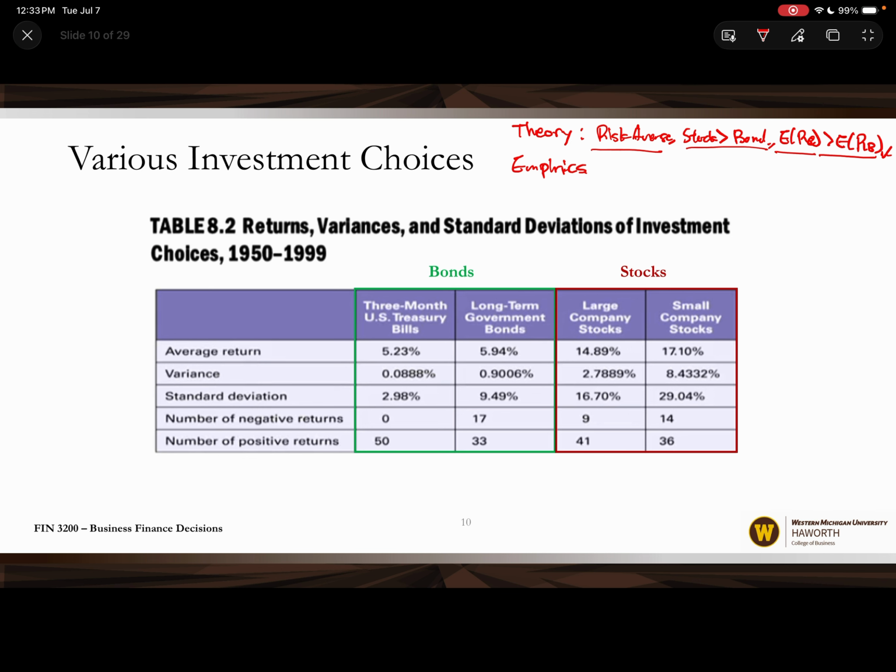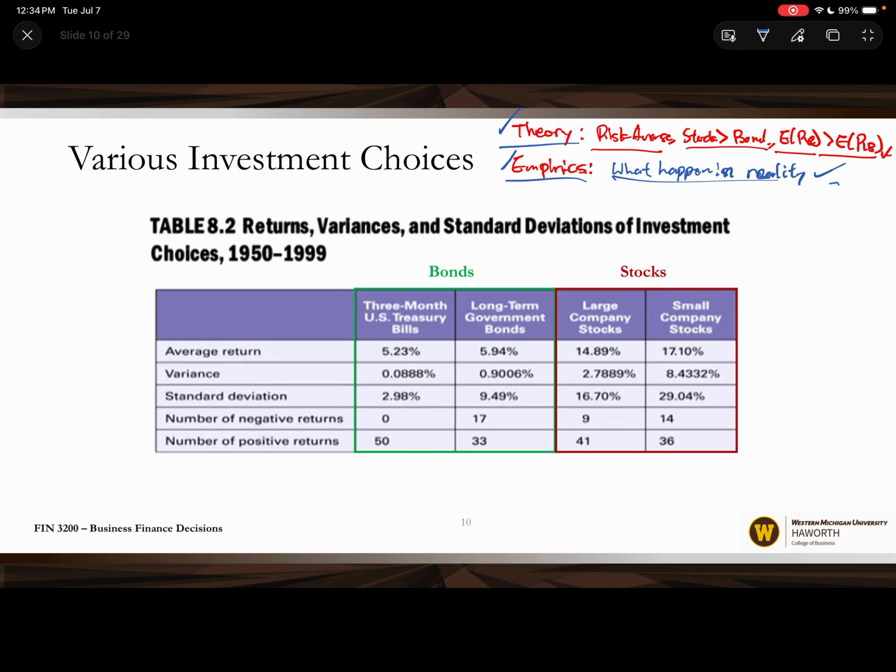Empirics is saying, oh, that's really cool, but let's see what happens in real life. Let's see what happens in reality. And then we're just gonna document what happens in reality, empirical evidence. So this slide is basically showing you the empirical evidence, what actually happened. This is from another textbook.